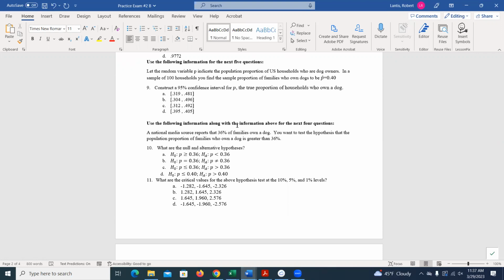Okay. So we're going to use the same information, but we're now going to want to test this hypothesis where we see the media put out this thing that said, what, less than, I'm guessing? So you want to test the proportion, or no, sorry. You want to test the hypothesis that the population proportion of families who own a dog is greater than 36%. So what we're wanting to test for, that's our alternative hypothesis. And we want to know, is that true population proportion of people who own dogs greater than 0.36? We assume the opposite is true for our null, stacking the deck against ourselves. So we've got this greater than sign in our alternative hypothesis.